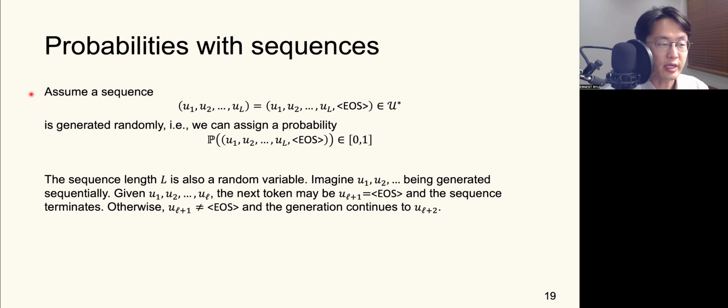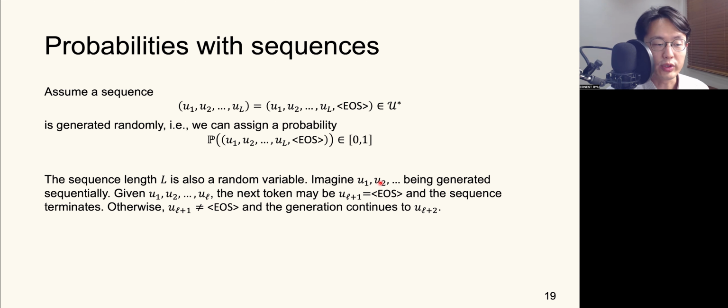Next, let's talk about assigning probabilities to sequences. Let's assume we have a sequence of U's: U1, U2, up to U big L. If we assume that the sequence is generated randomly, that means we're going to assign a probability to the generation of the sequence. The probability of the sequence being generated should be a number between 0 and 1. When considering these random sequences, the sequence length big L itself should also be considered a random variable.